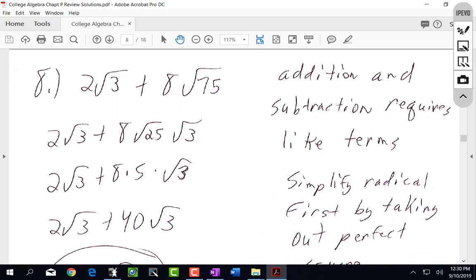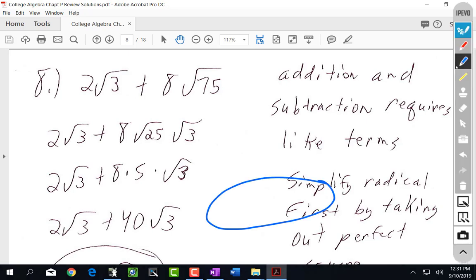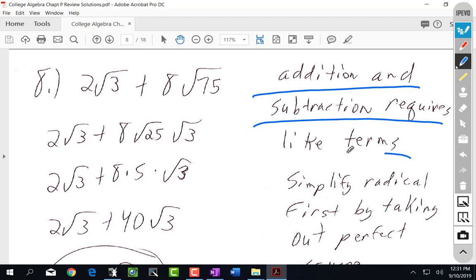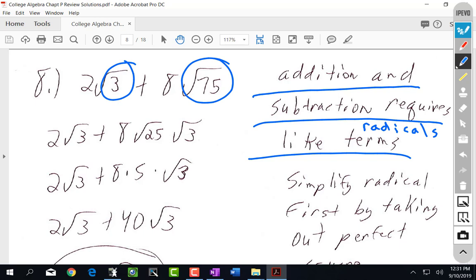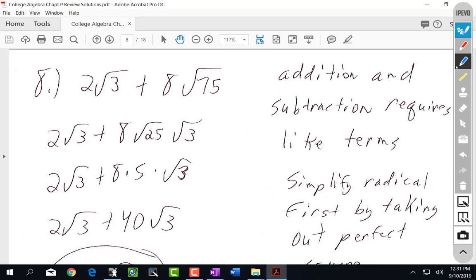Okay, number 8. It says add or subtract terms whenever possible. So we've got 2 square root of 3 plus 8 square root of 75. So as a reminder, addition and subtraction requires like terms. In this case, my terms would have the radicals. So you'll notice that right now, these 2 radicals are not alike. This is square root of 75, this is square root of 3. So I'm going to go ahead and simplify this down and see if I do end up with like radicals.